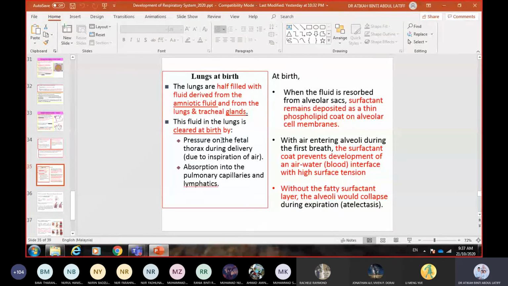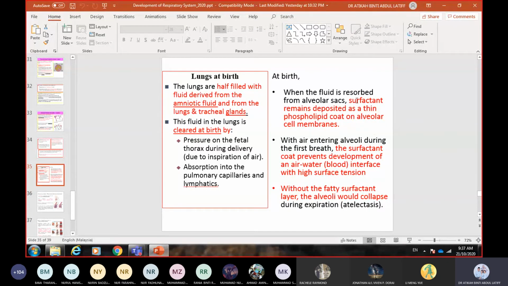So the fluid is cleared by pressure on the fetal thorax during delivery due to inspiration of air. The most important thing is for the baby to inhale air during the first breath. And all this fluid will be absorbed into the pulmonary capillaries and lymphatics.